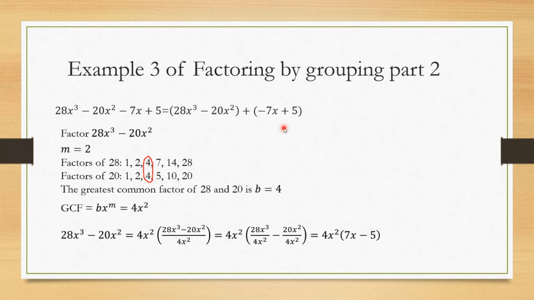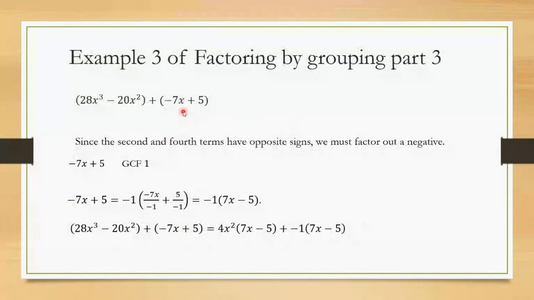Now the second group here, hopefully you can see its GCF is just 1. I mean, 7 and 5 we already saw, their only common factor is 1. And there's a non-zero constant term here. So the GCF of this is 1. But remember, you have to factor out a negative because the second and fourth term had opposite signs. So we factor out negative 1.